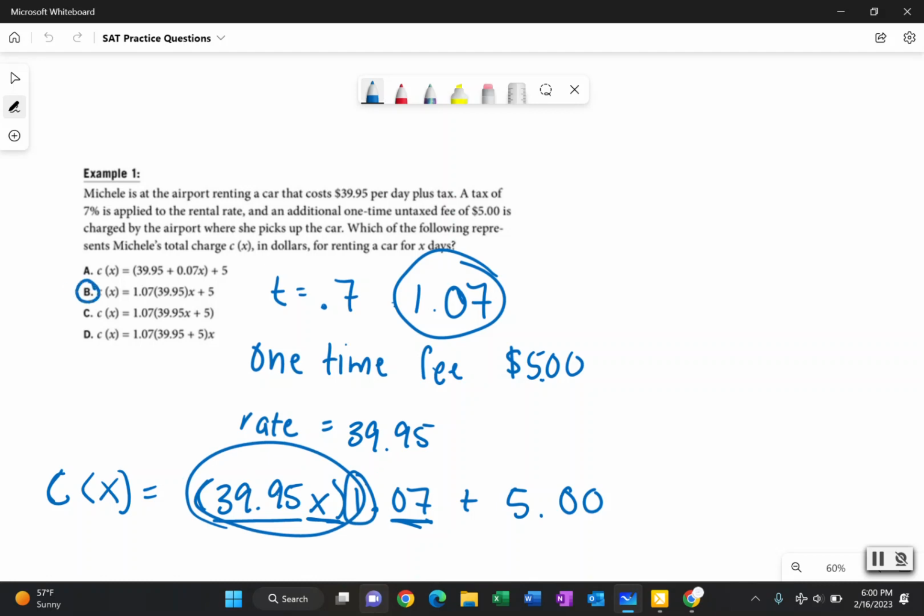C of X is equal to 1.07 times 39.95 times X for the number of days, plus our untaxed fee of $5.